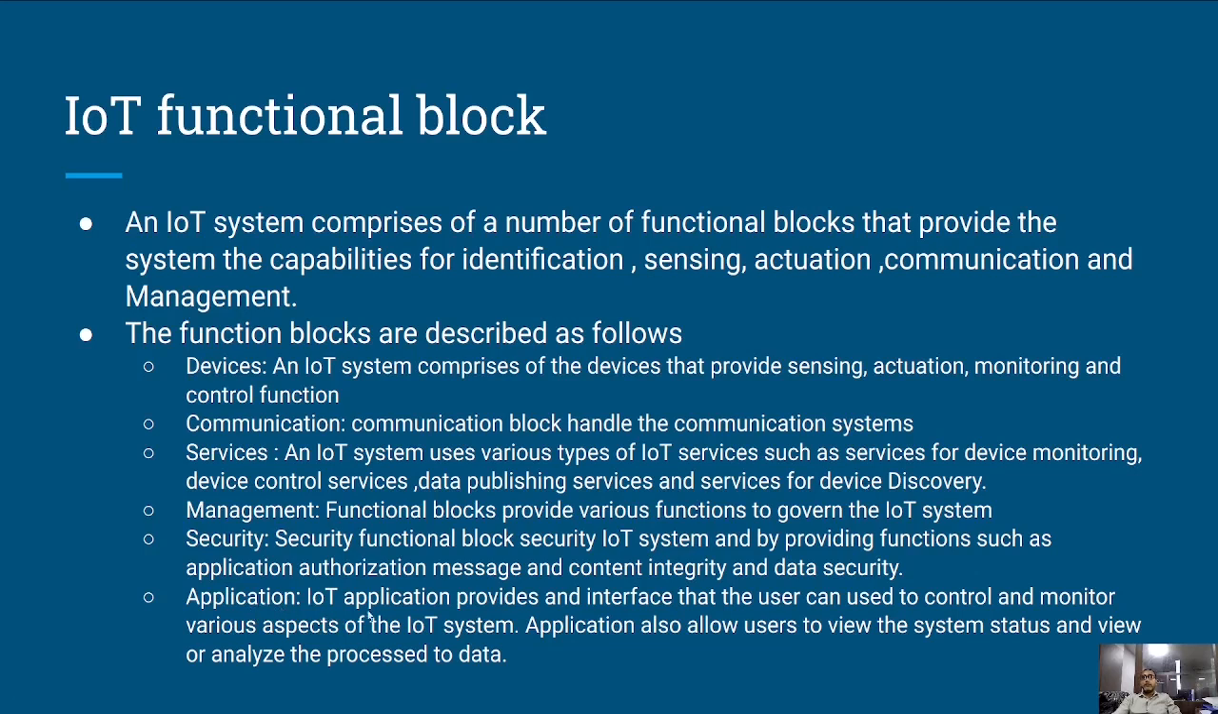Then we have the application function group, where the IoT application is there, and it provides an interface to the user to access the system. The user can control and monitor the various aspects of the IoT system using this functional group or the functional block.